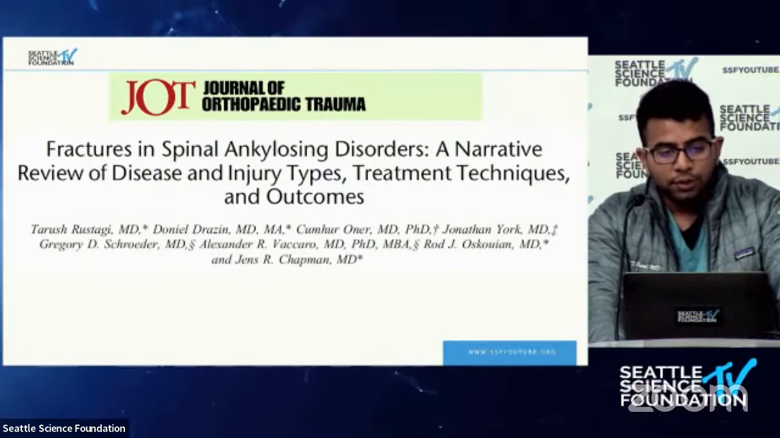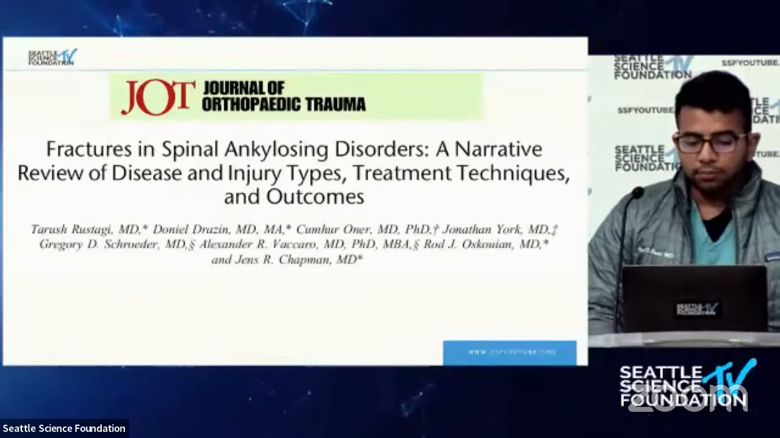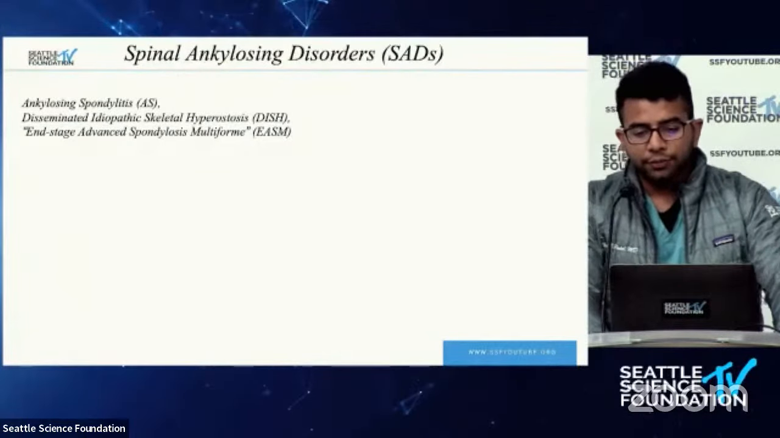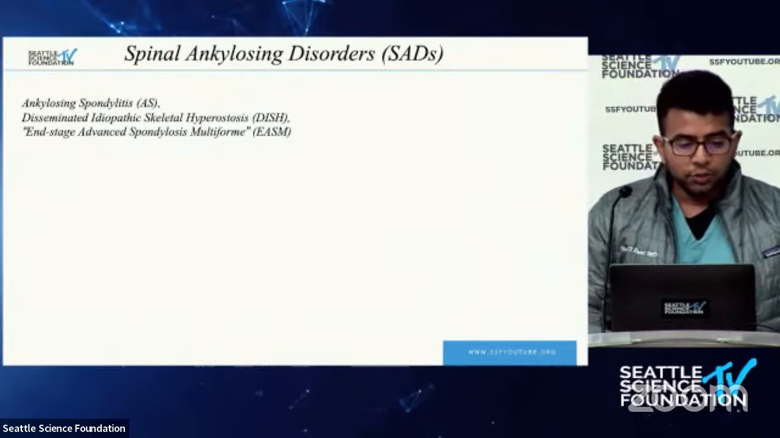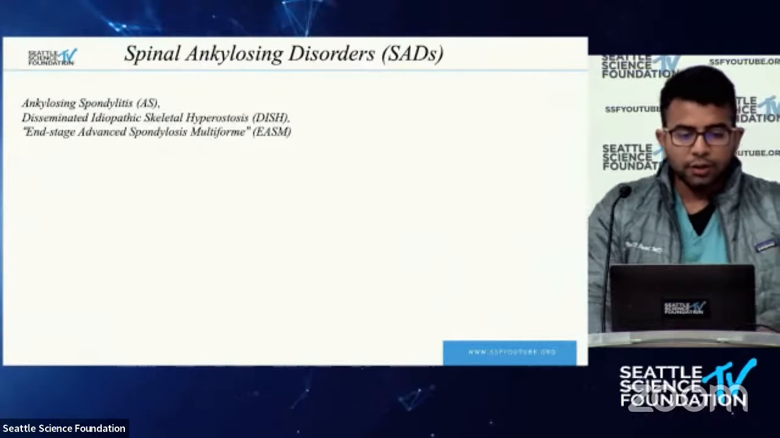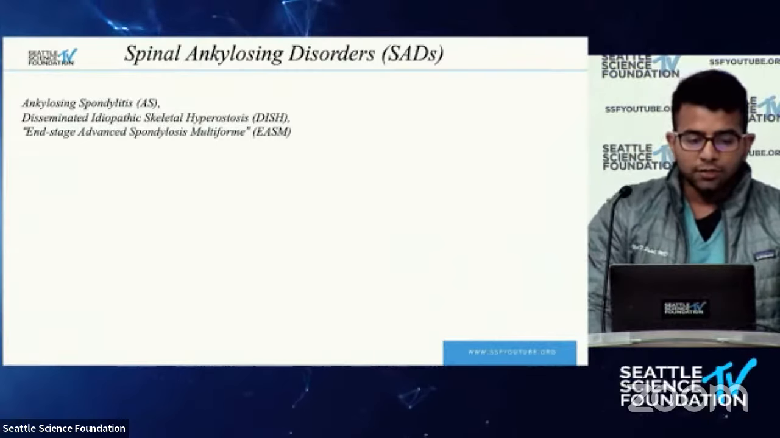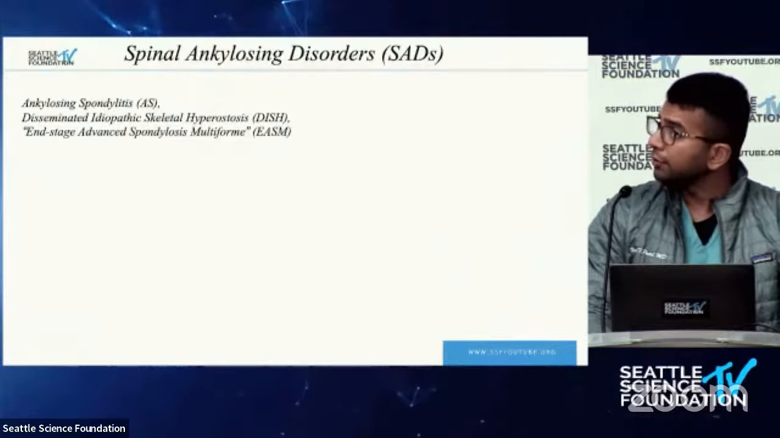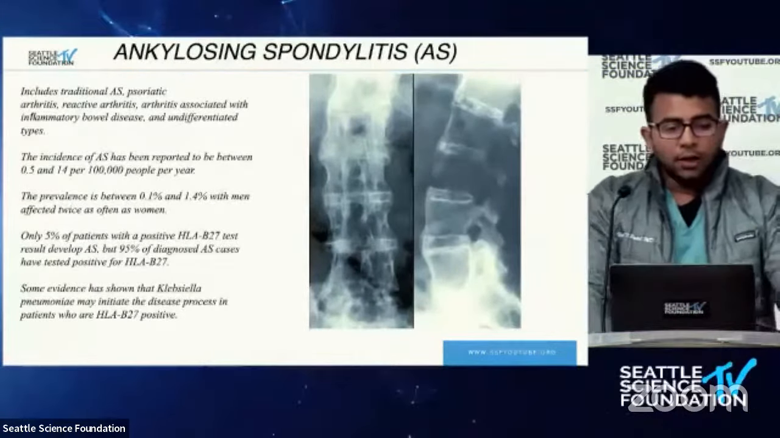This paper was published in the Journal of Orthopedic Trauma in 2017 by our group. Again, the three major types of spinal ankylosing disorders are ankylosing spondylitis, AS, disseminated idiopathic skeletal hyperostosis, DISH, and end-stage advanced spondylosis multiforme, EASM, and you'll see me discuss these as we go. So first, AS.